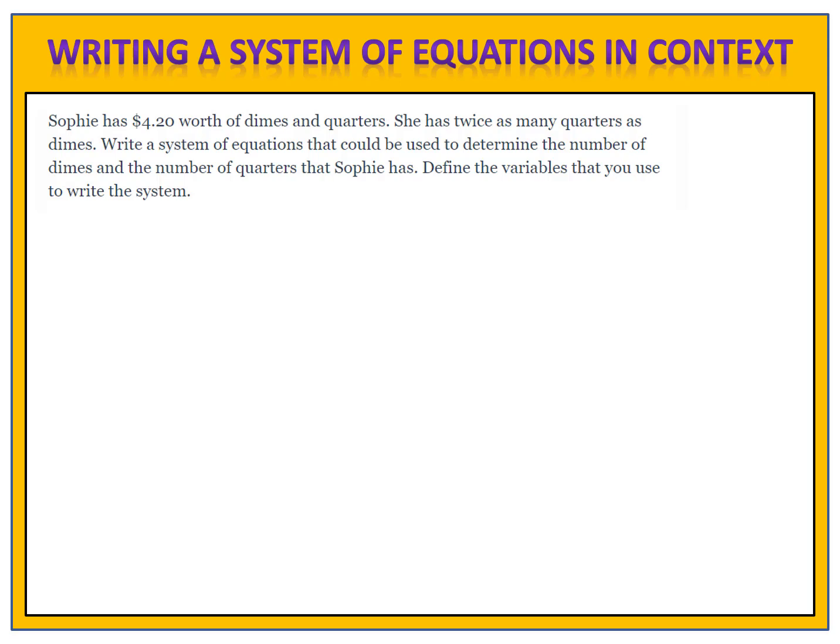Let's start by defining the variables. Please pause the video here and define the variables. When you think you have the variables defined, let's come back and check your answers. Let's compare answers. The variables represent what we're trying to determine. We're trying to determine the number of dimes and the number of quarters that Sophie has. So therefore, my variables will represent the number of dimes and the number of quarters. You could choose any variable that you want to use. I'm going to choose D for the number of dimes and Q for the number of quarters.